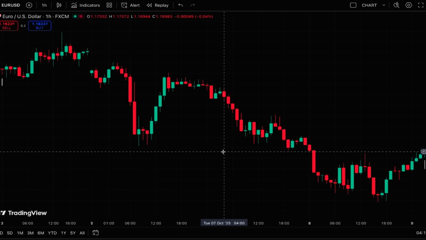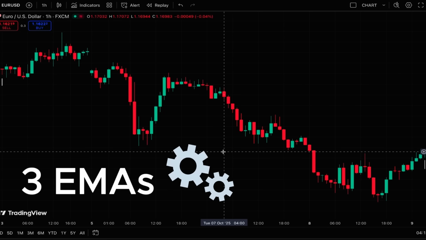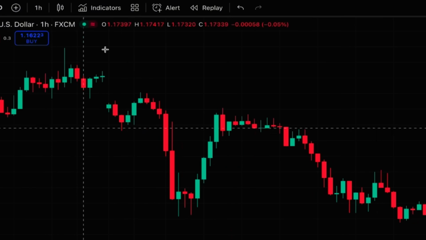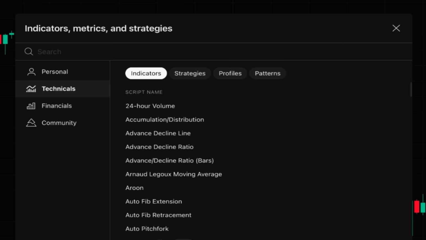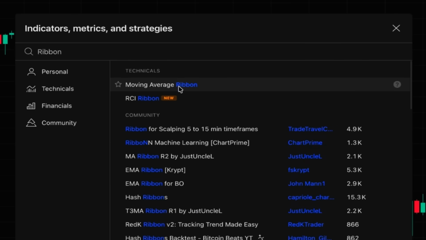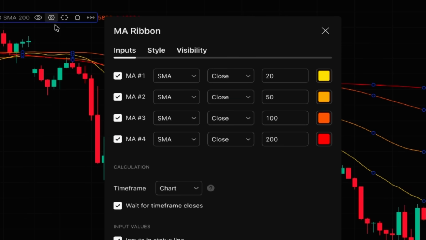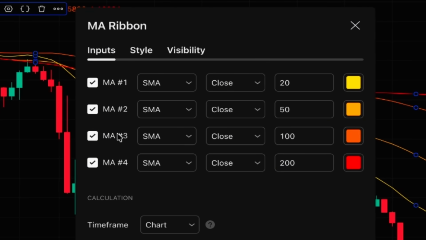Alright, first we need to add 3 exponential moving averages to our chart with special settings and combinations. So here we click on indicators and we search ribbon. We add this one, moving average ribbon, which is a built-in indicator on TradingView platform. And now we need to change the settings. So here we go to the settings of the indicator, and here in the inputs tab, first we remove one of the moving averages, because as I said, we need 3 moving averages.